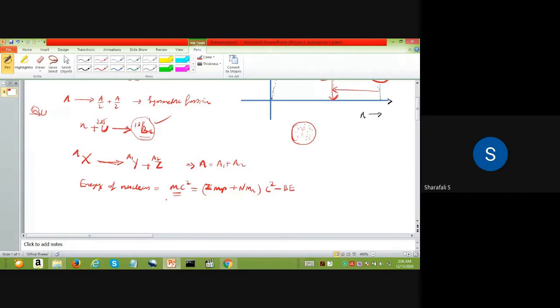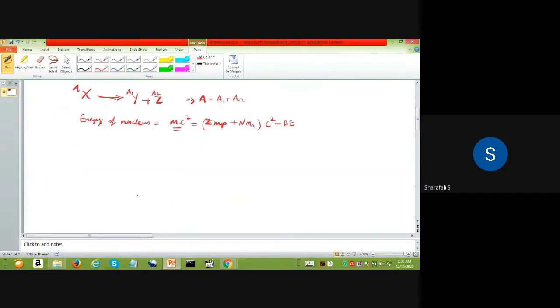Okay. Now, if you consider the same scenario for the daughter nuclei and the parent nucleus, for the parent nucleus this M will become m_X. So this is m_X times c square, because X is the parent now.